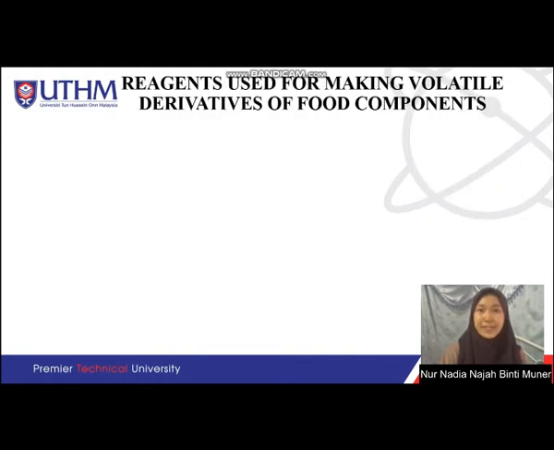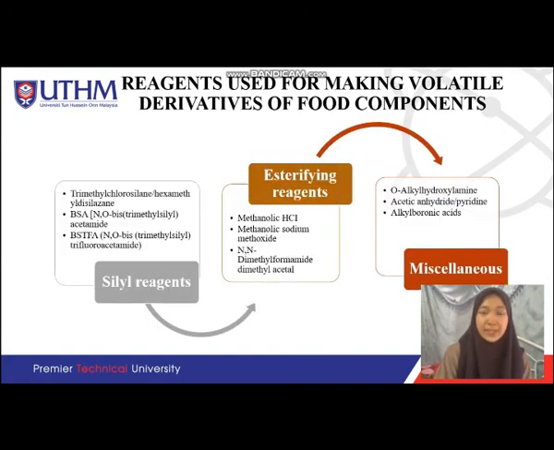In the sample preparation that Siti Shahmina mentioned just now, we will need reagents for making volatile derivatives of components for the gas chromatography analysis. There are 3 types of reagents we can use. First one is the silylating reagent. Silylating reagent is used for food constituents such as sugar, sterol, and amino acid. We can choose either trimethylchlorosilane, BSA, and BSTFA.